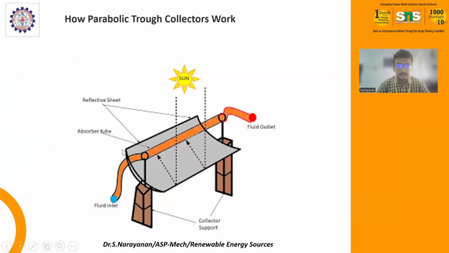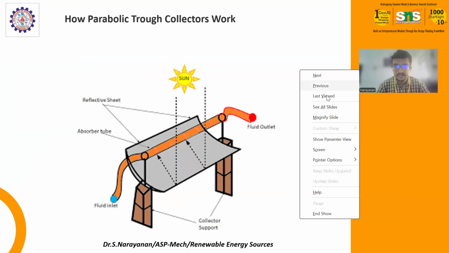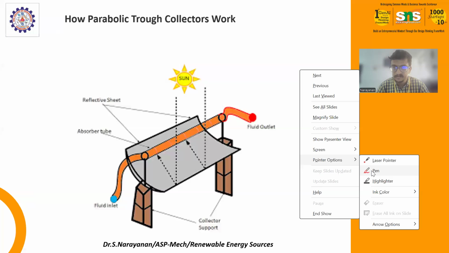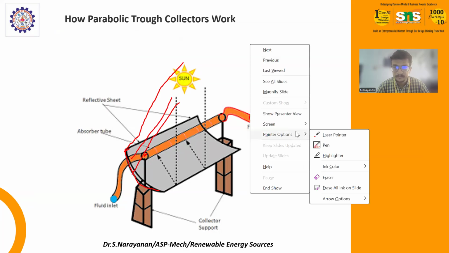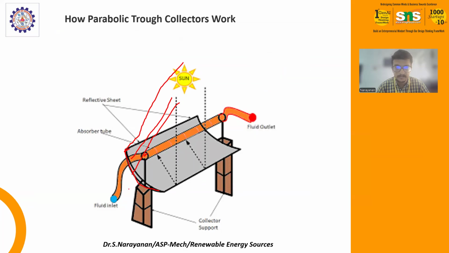As you all can see, this is a parabolic trough collector which contains a parabolic sheet with n number of parabolas in series. The focus of this parabola will be here. Any radiation which is incident on this parabolic sheet will be concentrated towards this focus, thus increasing the intensity of the solar radiation thus absorbed.